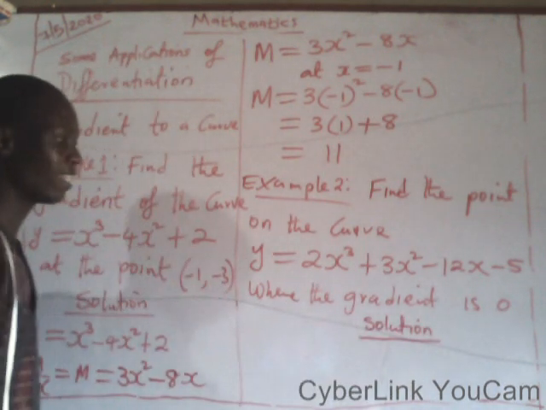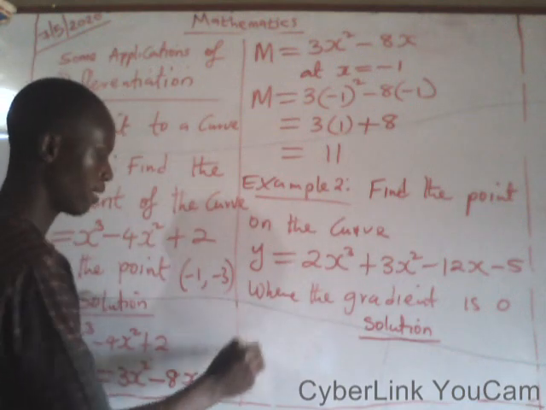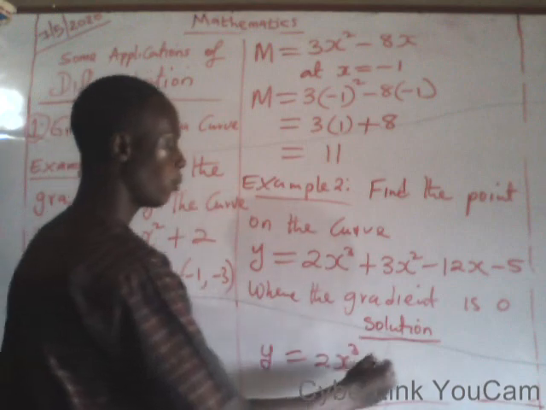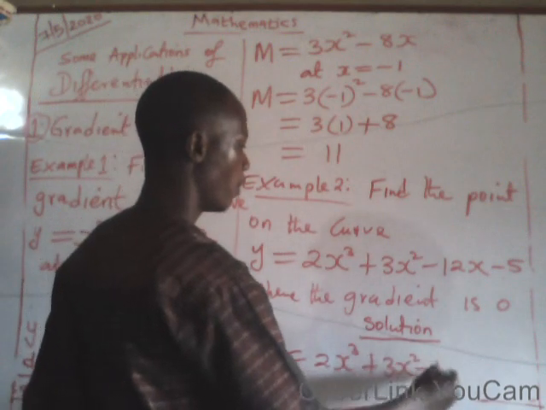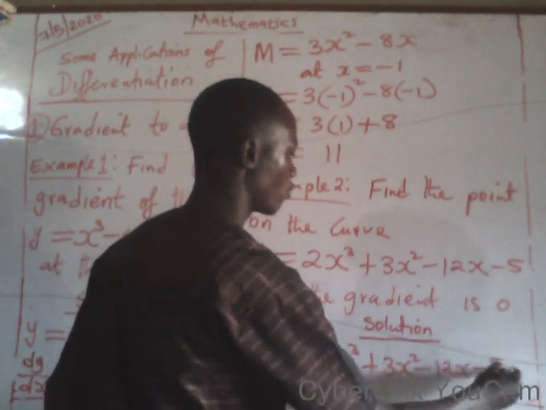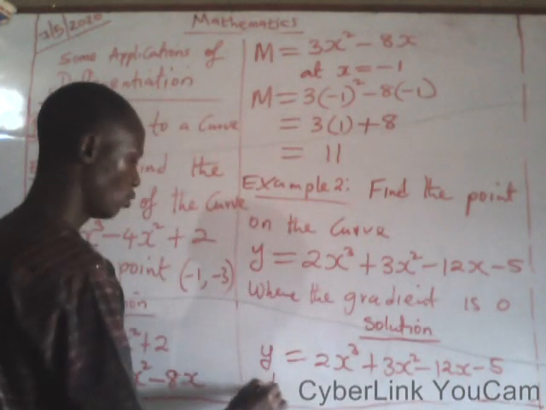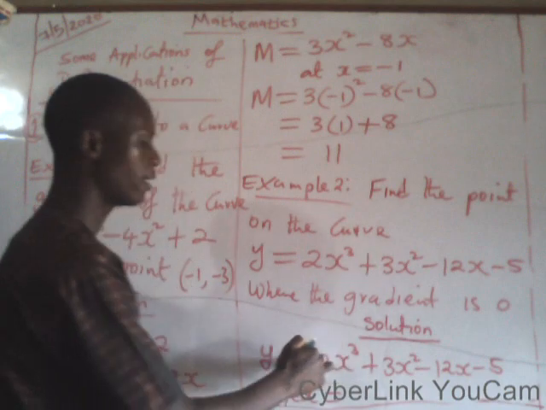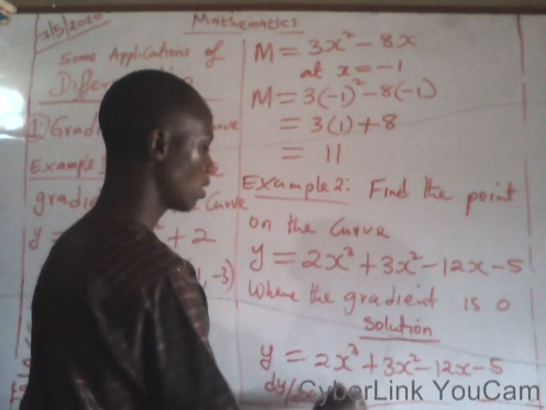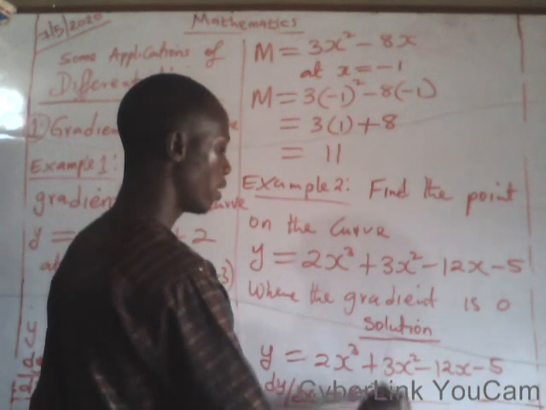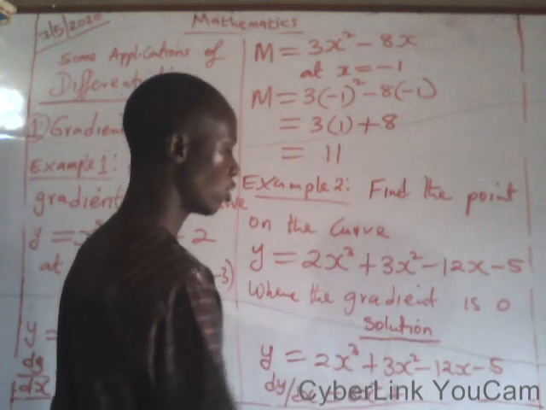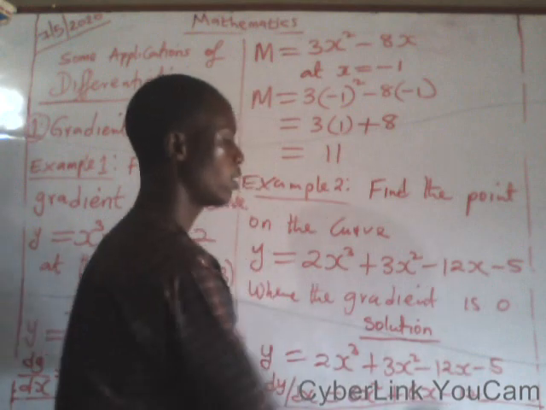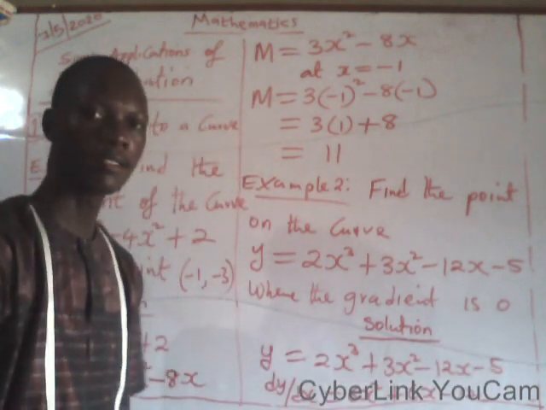we know that our dy dx is the gradient. That means that we are given y is equal to 2x raised to power 3 plus 3x squared minus 12x minus 5. Then dy over dx is equal to this multiplied by this, raised to power 3 minus 1, and that is 6x raised to power 2. Then plus this and this raised to power 2 minus 1, it will be 6x. Then minus 12. The derivative of a constant, I've told you that is 0.